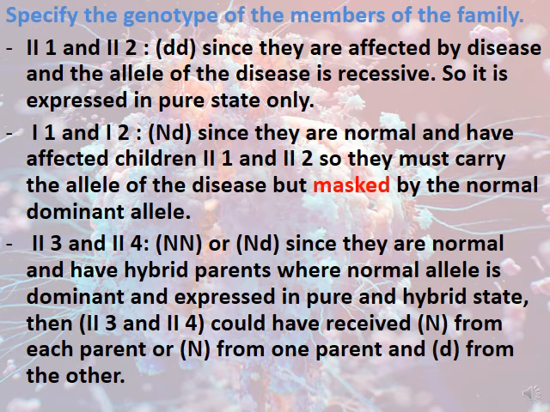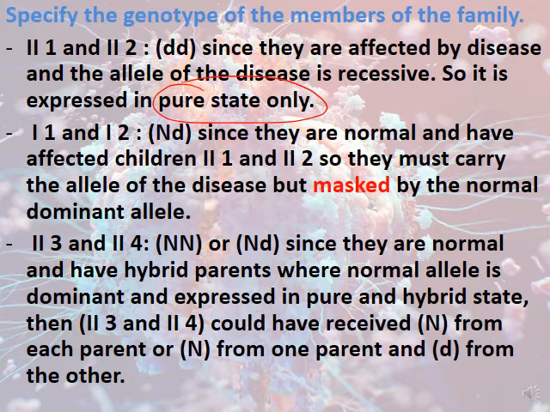Specify the genotype of the members of the family. What do we have to do? We have to justify. So 1-1, 2-1 and 2-2 are affected, so DD, since the disease is recessive with respect to the normal and should be expressed only in the case of the homozygous or pure state. 1-1 and 1-2 are normal, but they gave birth to affected individuals, so they should carry the allele, but it's masked by the normal dominant allele.